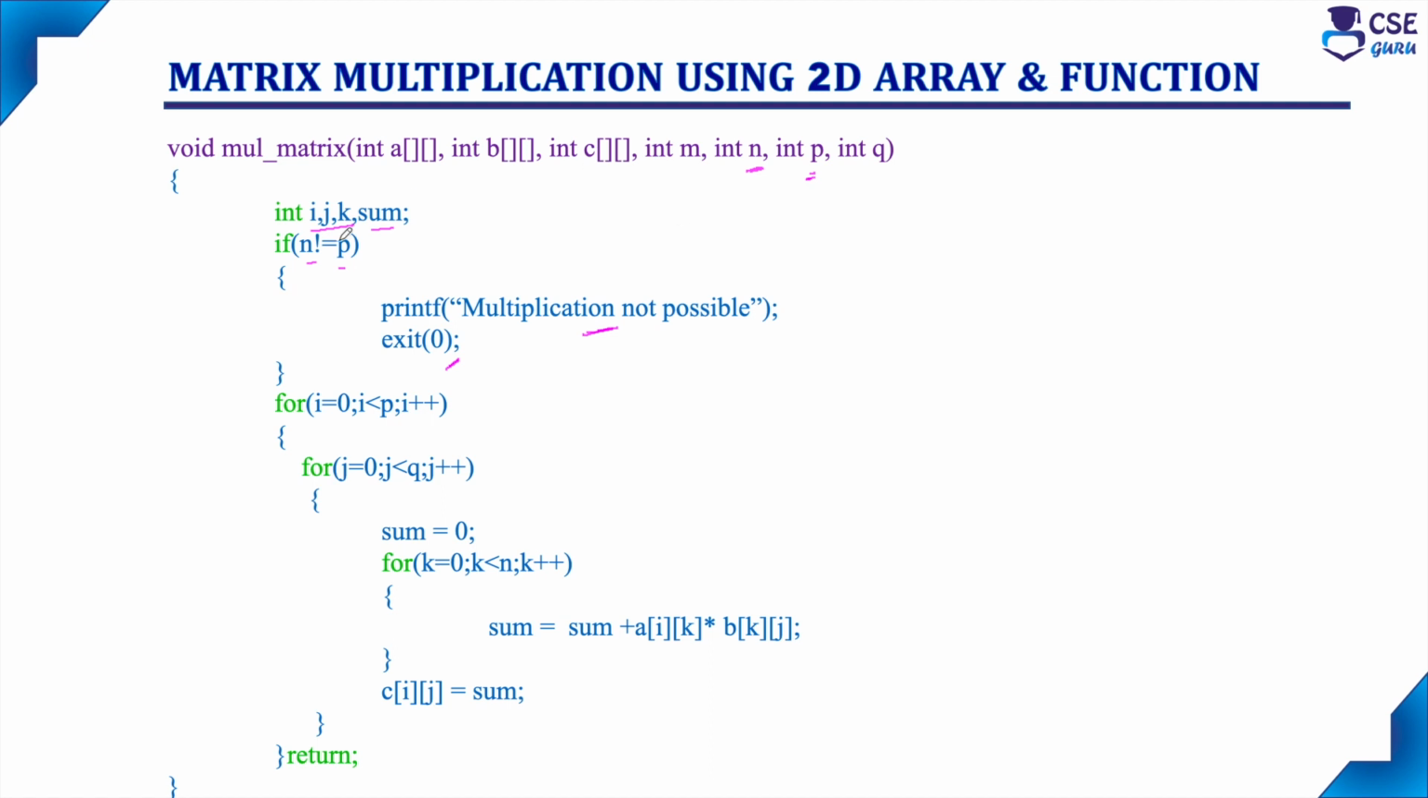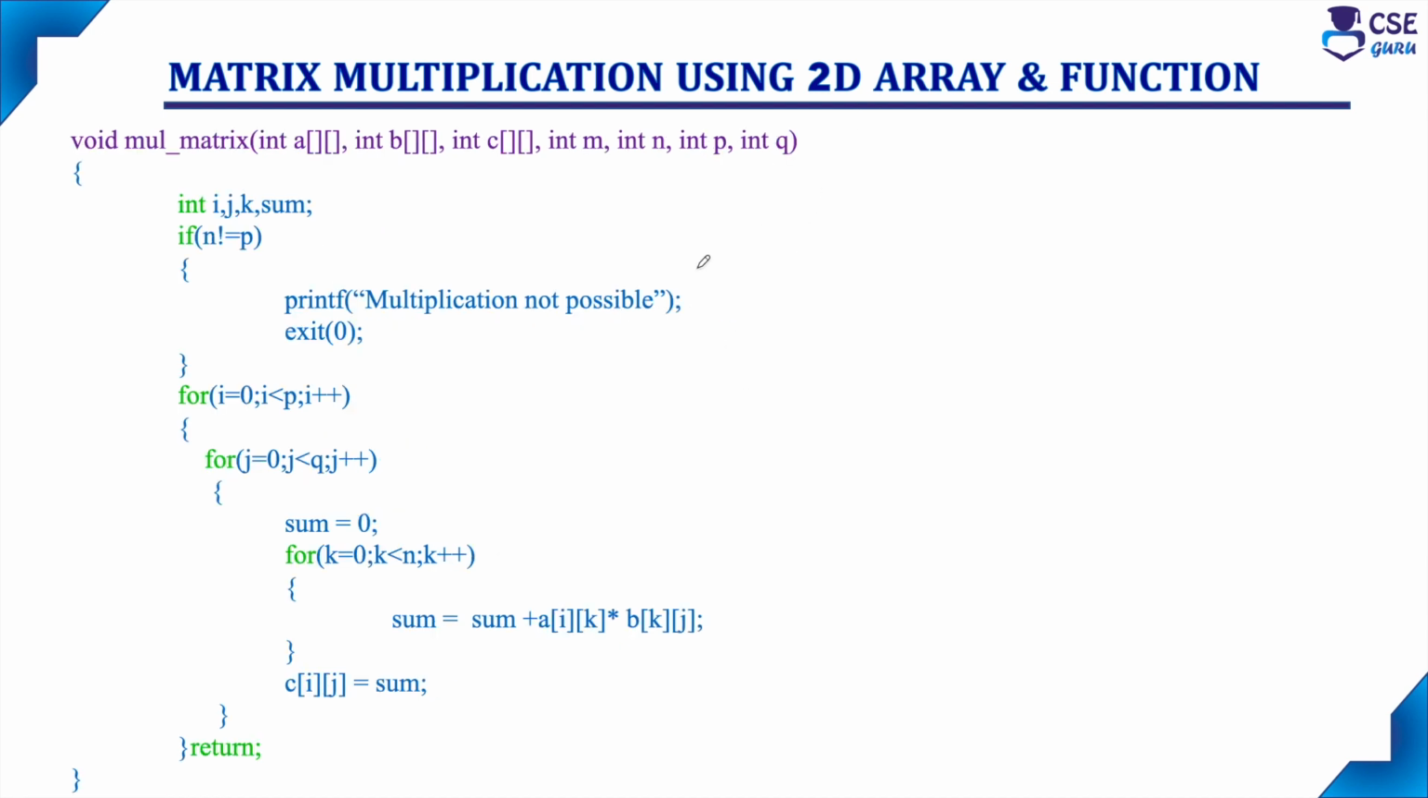Otherwise, we have to use 3 for loops here. One is the outer for loop i, then the inner for loop j, then the innermost for loop k. So if you are considering the first iteration, the logic starts from this for loop until this one. Here we will consider the first iteration of i. For simplicity, we will use a 2 into 2 matrix only.